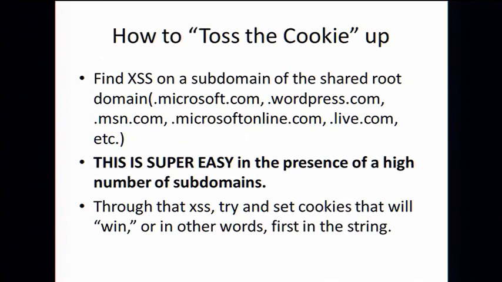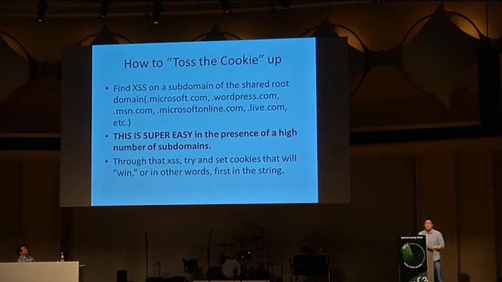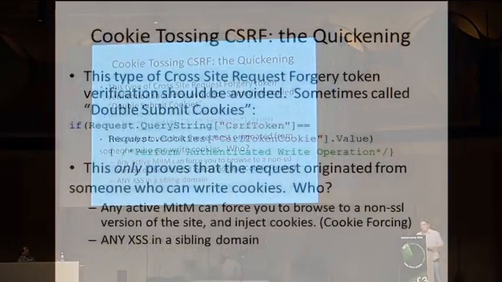So how do we play this game? How do we toss the cookie up? So one of the first things you want to do is to find a cross-site scripting in a subdomain of something you care about. So when we are testing large Microsoft properties back home, we have huge domain spaces. As you can imagine, there's lots of subdomains under live.com, microsoft.com, msn.com, etc. What we are going to say here is that in the presence of a huge subdomain space, it's actually really easy to find cross-site scripting with enough motivation and time. And once we have that cross-site scripting in the subdomain, we can go ahead and play this game. And again, our objective here is to make our evil cookie always come first and override anything else that's in that cookie string.